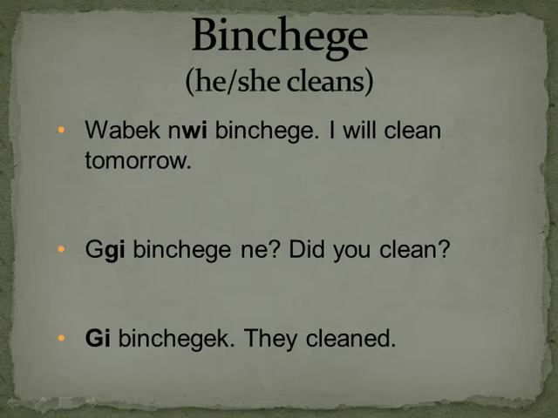Gigi binchigene. Did you clean? This is how you ask a simple question. The g at the front indicates you. The gi indicates the past. Binchige is the verb to clean. The ne indicates a question. So gigi binchigene. Gi binchigek, they cleaned or they did clean. You know what happened in the past because of the gi on there, and the k at the end indicates it's they.